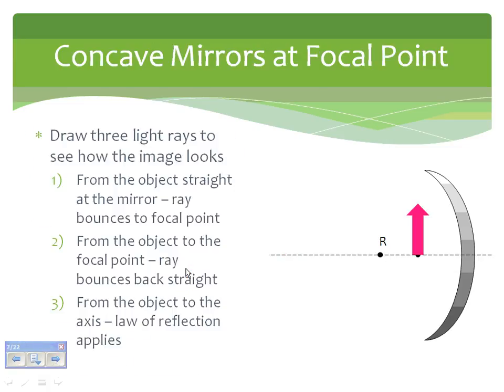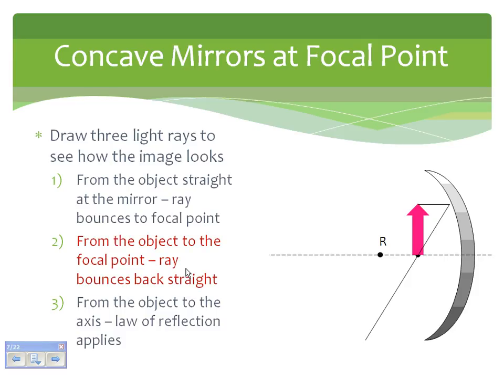Okay. What happens if the object happens to be right on top of the focal point? We couldn't do this with a convex mirror because the focal point was on the other side. So let's try to do our principal rays. The first one we can still do. It goes straight at it and bounces back normally through the focal point.